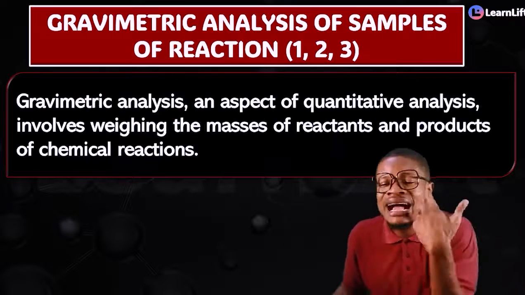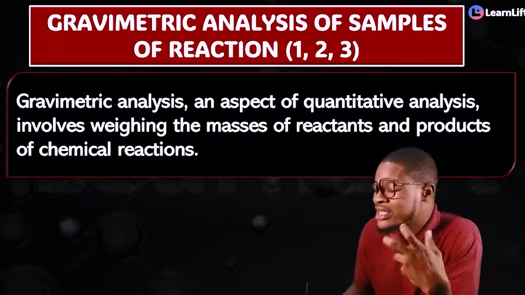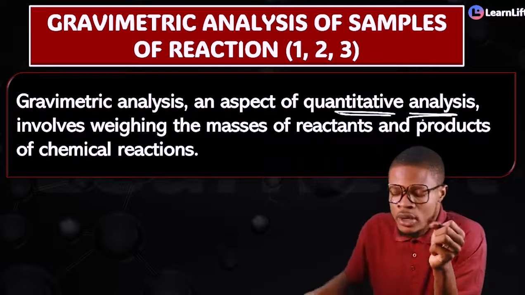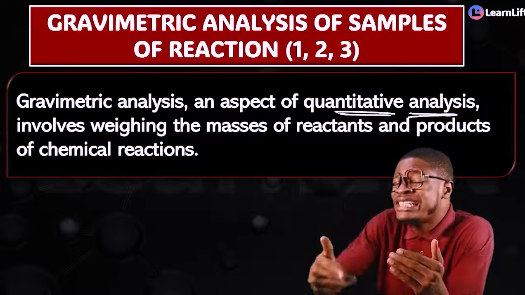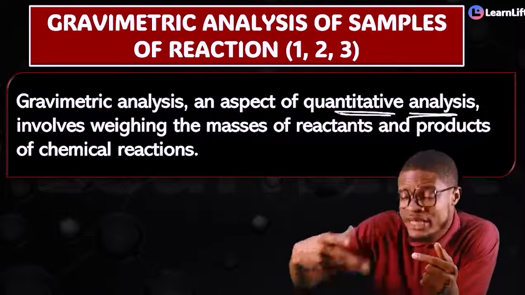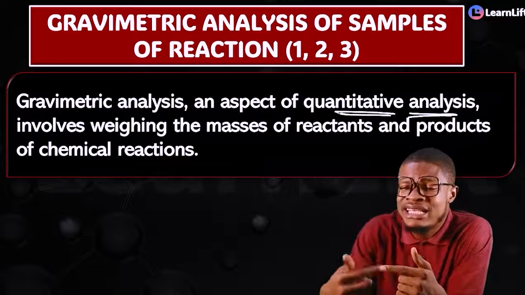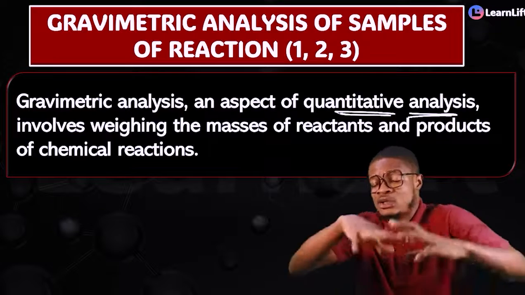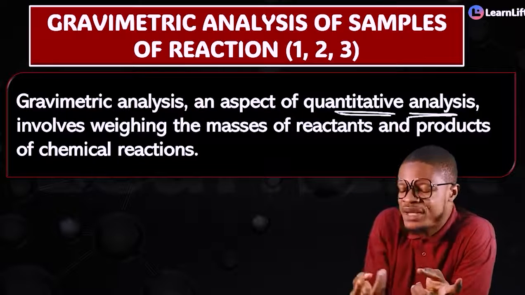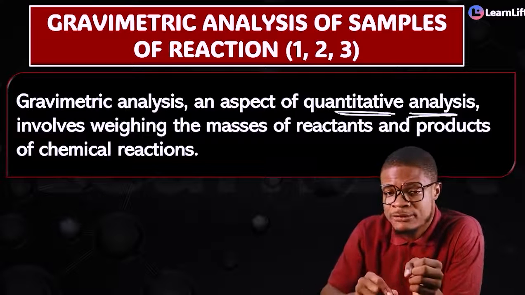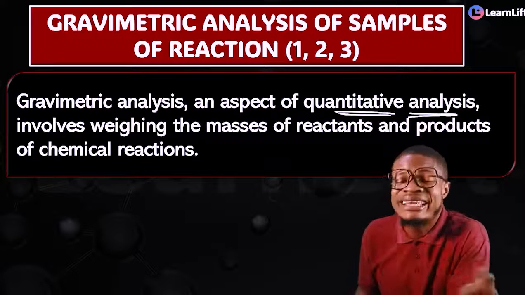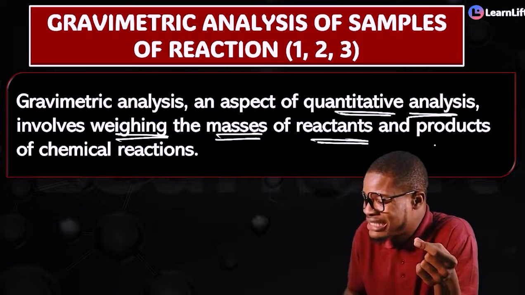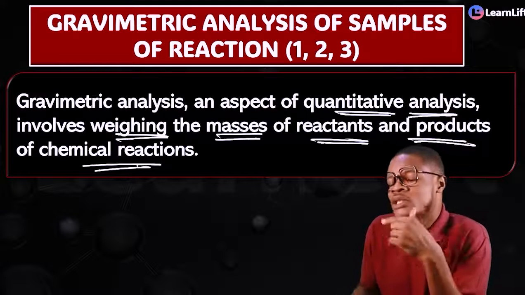You must note that gravimetric analysis is just an aspect of quantitative analysis. There is qualitative analysis and quantitative analysis, and as we move on, we will teach you all of these things. Quantitative analysis is different from qualitative analysis. Inside quantitative analysis, we have gravimetric analysis, which is an aspect of it, and it involves the weighing of masses of reactants and products of a chemical reaction.